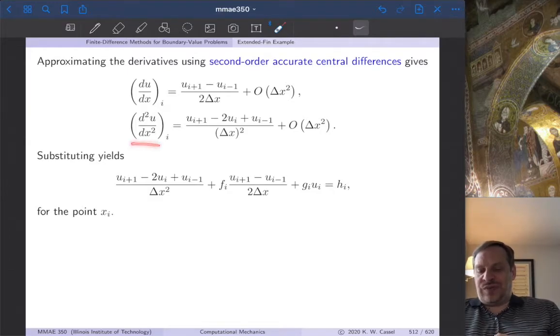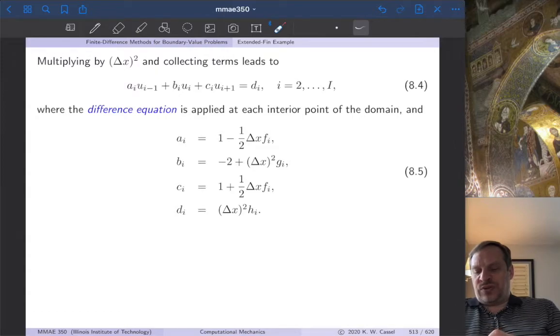Then the second derivative, again, we use second order accurate central differences, so that's u i plus 1 minus 2 u i plus u i minus 1 over delta x squared that we derived in chapter 7. And again, that is second order accurate as well. So we substitute those in. Here's the first derivative, here's the second derivative, and so we have the second derivative plus f times the first derivative plus g times u is equal to h. And that applies at every point x sub i across the grid.